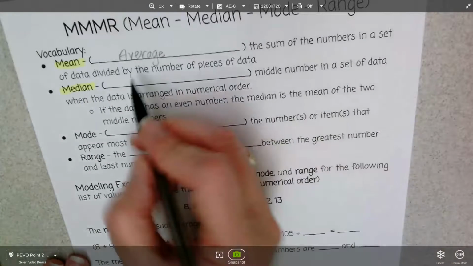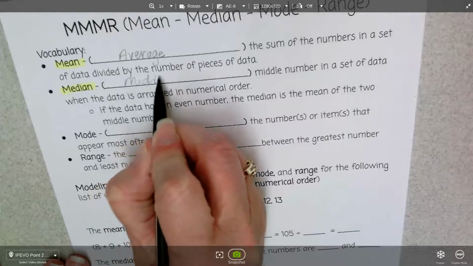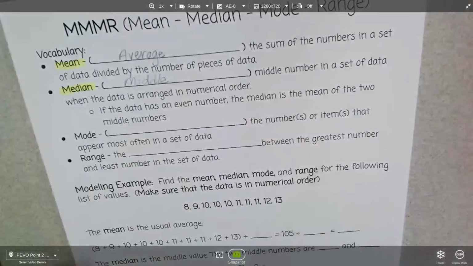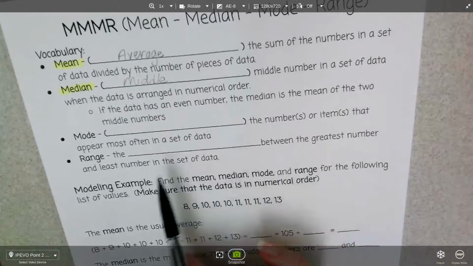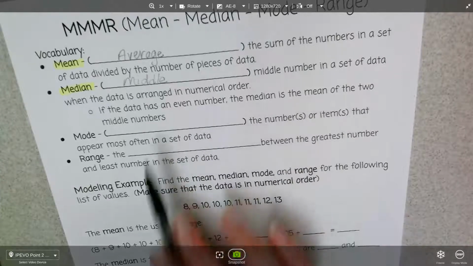The median is our next one, and that means the middle number. I always say, think about the middle of the road. What is that section that runs down the middle of the road called? It is called the median. So the median is the middle number in a set of data when the data is arranged in numerical order. If the data has an even number, the median is the mean of the two middle numbers.